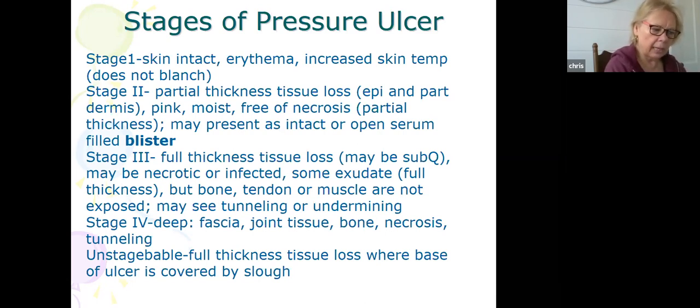So stage three is a full thickness tissue loss. It can be subcutaneous, can be necrotic. You can see some infection. It's a full thickness. You see some exudate, and the exudate can be any color, but the bone, tendon, and the muscle are not exposed. You can see tunneling or something known as undermining. So it's crater-like in appearance.